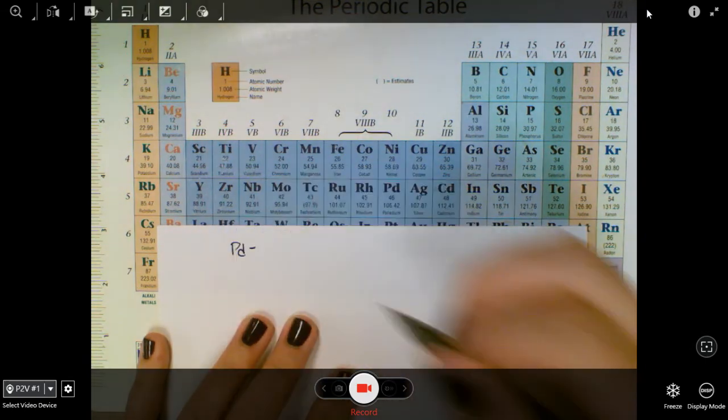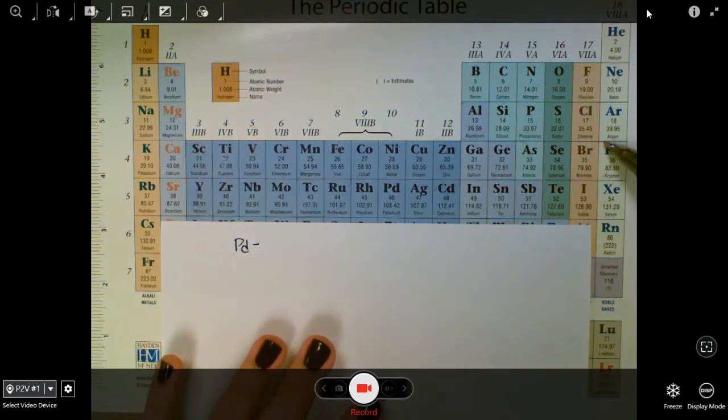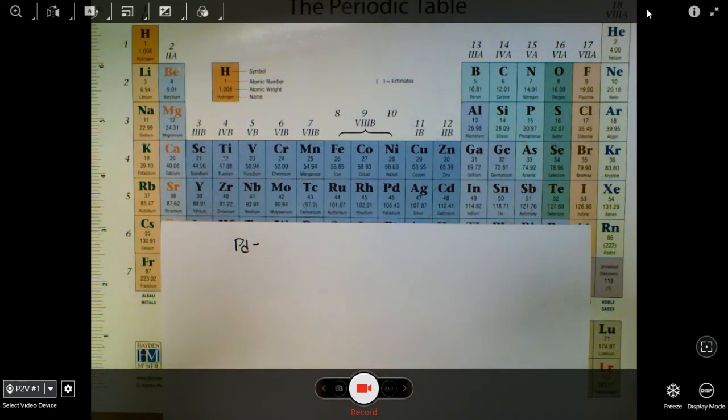The reason why we use noble gases in these notations is because we know that noble gases have this kind of steady structure to them. They don't really change. They don't really react a lot. And so their electron configurations are pretty stable.